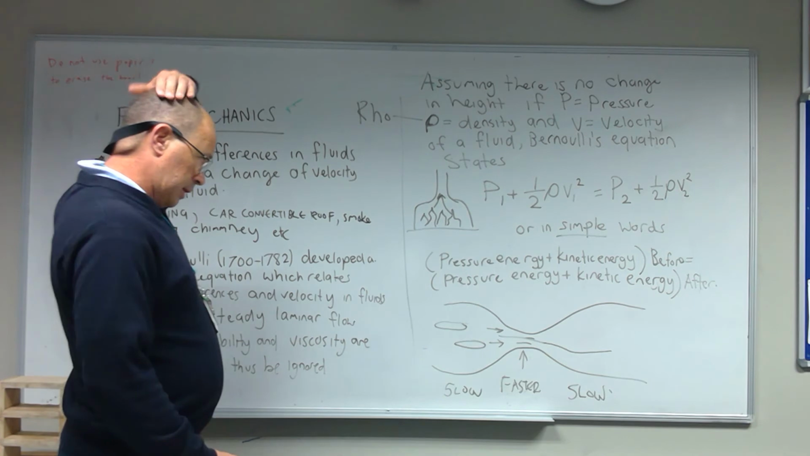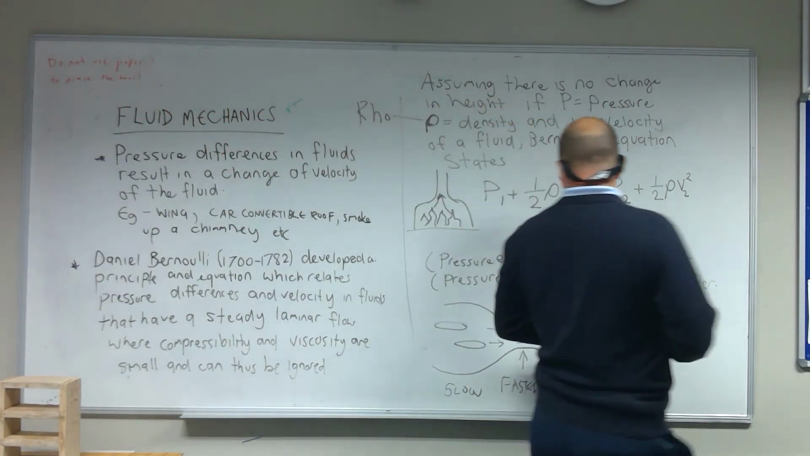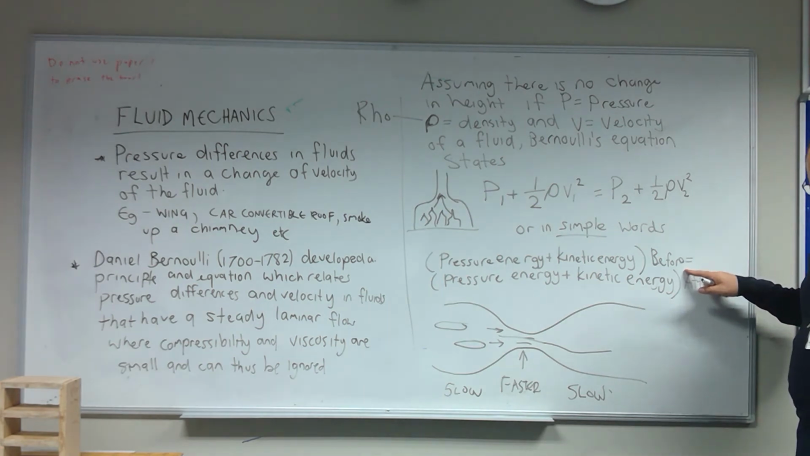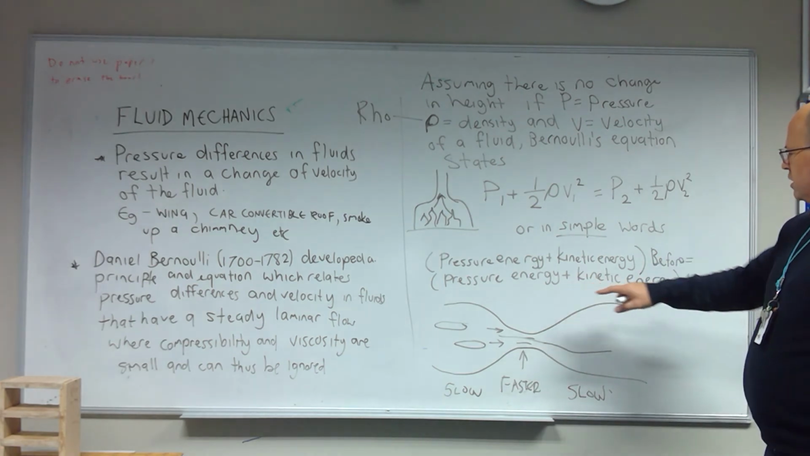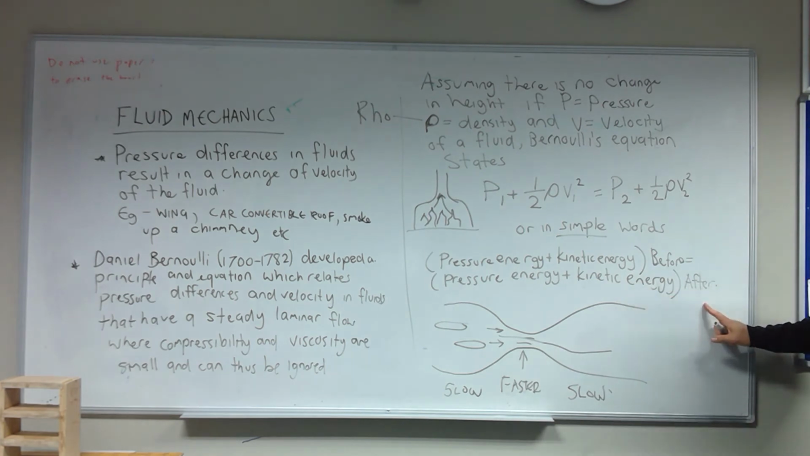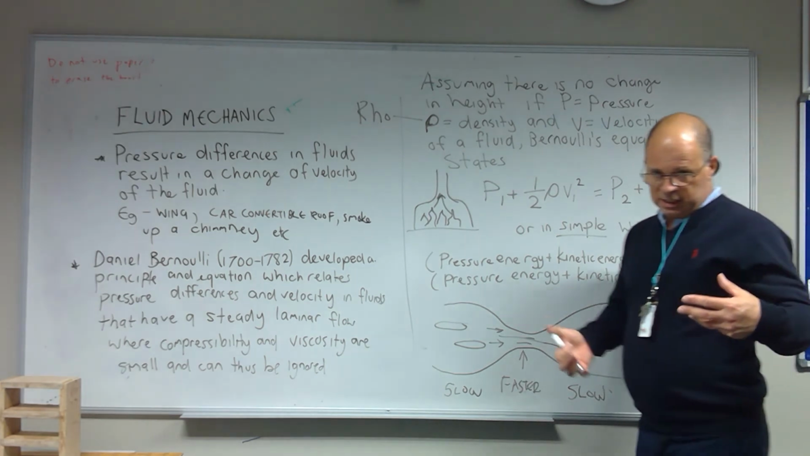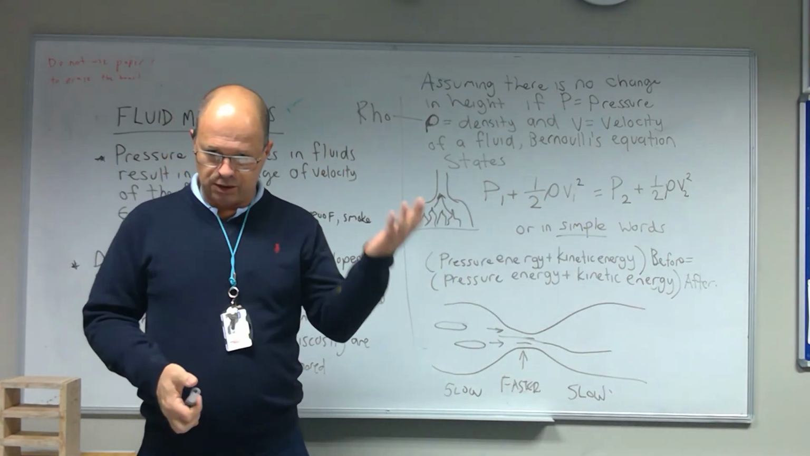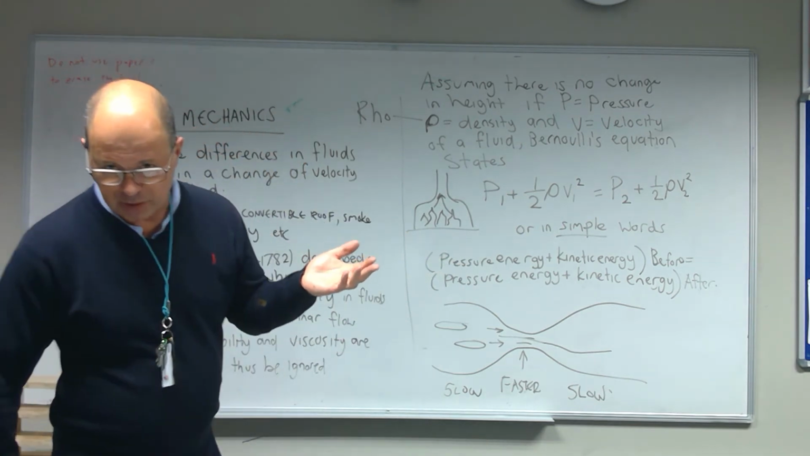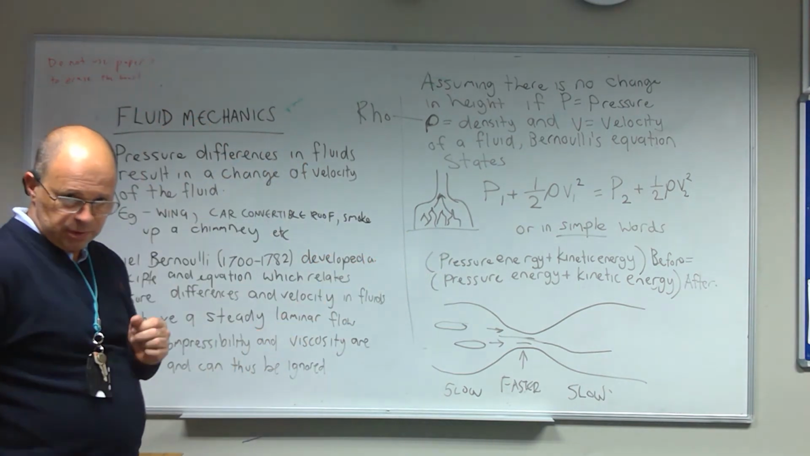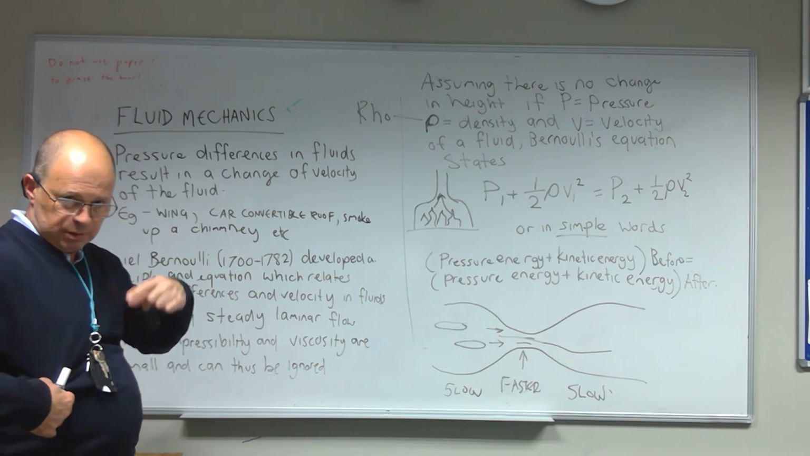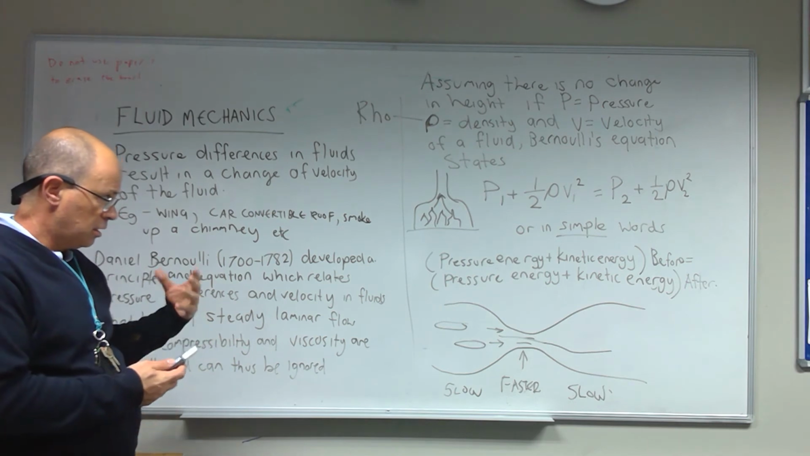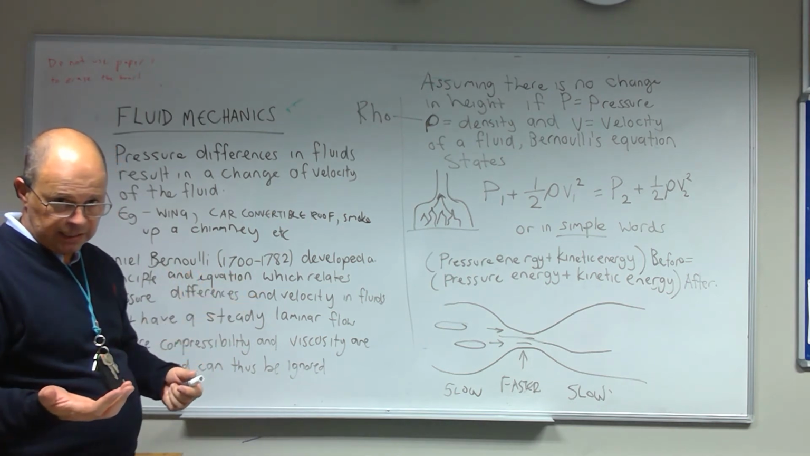So in simple words, you can say pressure energy plus kinetic energy before any change is equal to pressure energy plus kinetic energy after the change. Or you can say the sum of the static pressure, which is the thing on a wing that causes lift, plus the dynamic pressure is going to be equal to a constant. So if air speeds up, our static pressure has to go down. Once again, that's how we explain the classic lift.